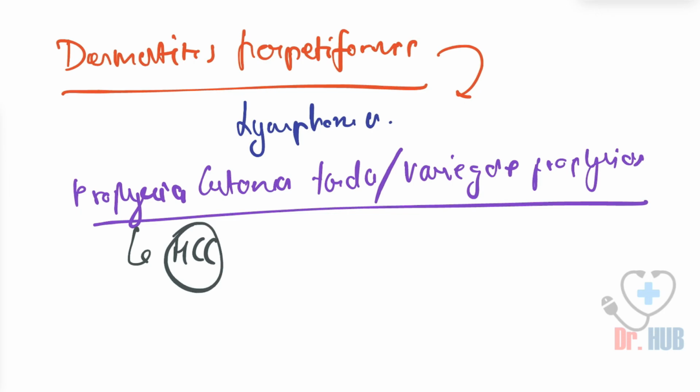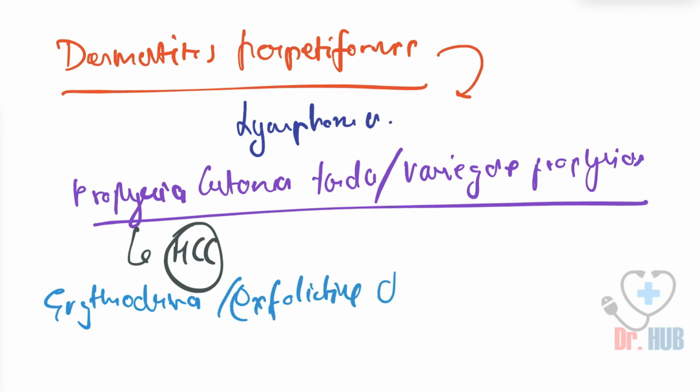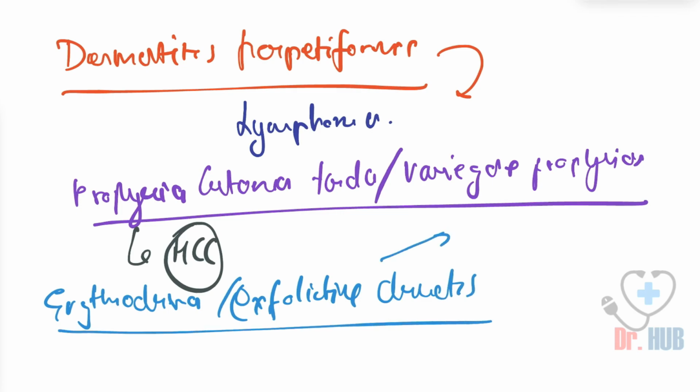Next we move on to erythroderma and exfoliative dermatitis. For this erythroderma or exfoliative dermatitis, the most common thing associated is mycosis fungoides or Sézary syndrome.